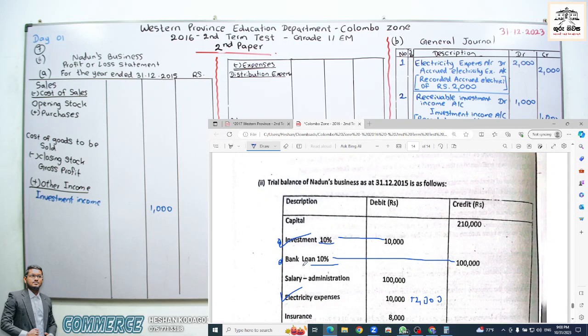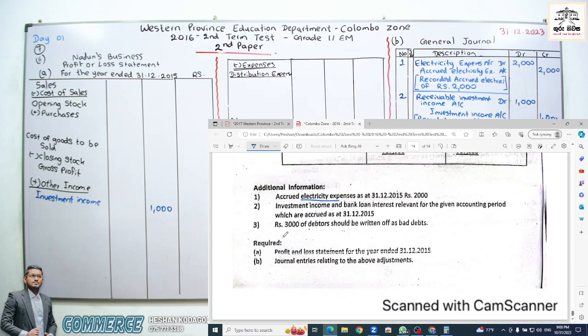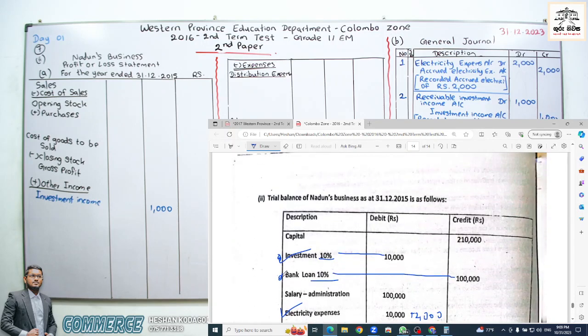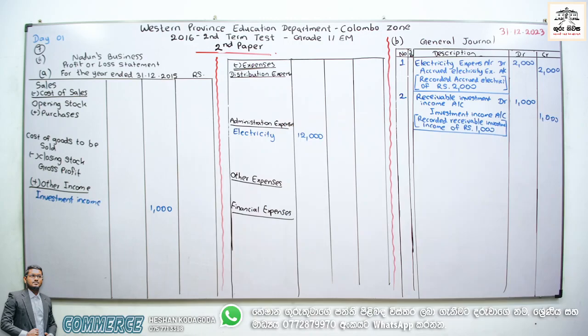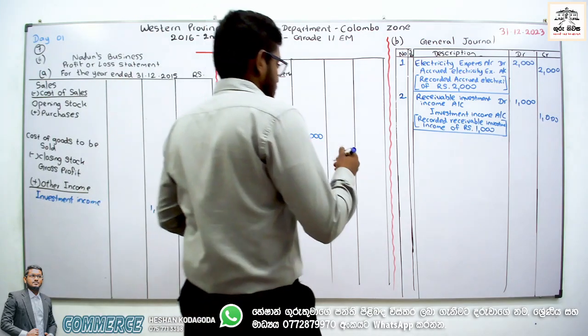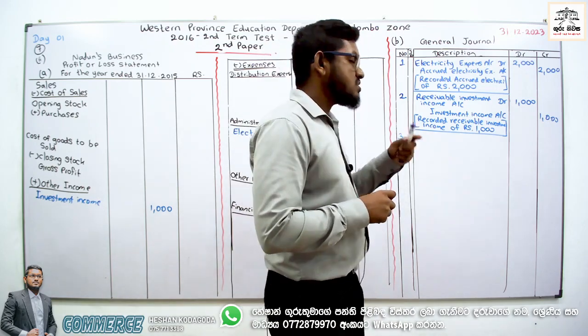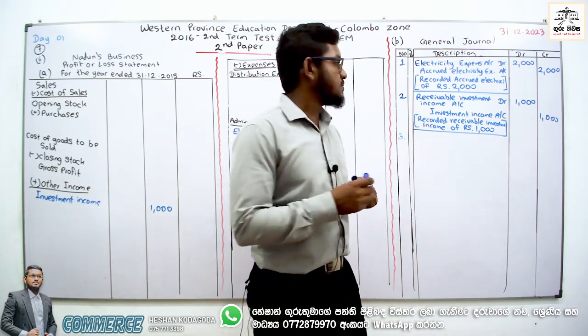Bank loan, you know this bank loan 100,000 is a non-current liability. But 10% of the bank loan means how much? It's 10,000. Am I clear? So this amount is accrued as at 31st December 2015. You can identify it like this. What is the double entry for the adjustment entry? Second one was receivable income. Third one, accrued expenses.